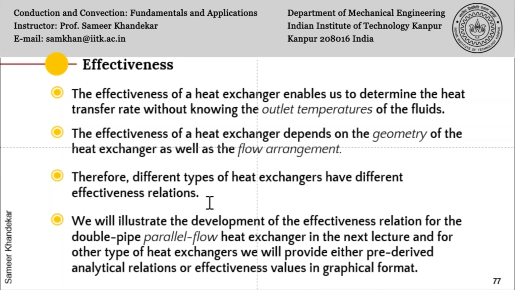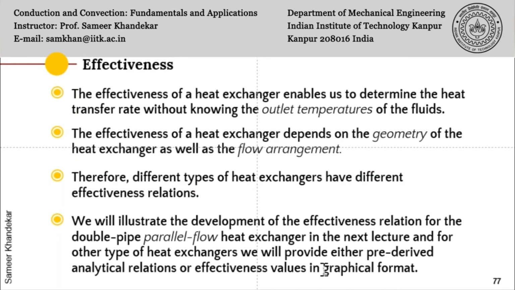So we have to now find out the way by which we can determine this effectiveness for different types of heat exchangers. So in the next lecture, I will close this lecture because it is already about 14 minutes past. What we will do in the next lecture is illustrate the development of the effectiveness relationship for a double pipe parallel flow heat exchanger. And for other types of heat exchangers, we will provide either a pre-derived analytical relationship, which will be available to you in a design data book, or the same relationship can also be represented in a graphical format.